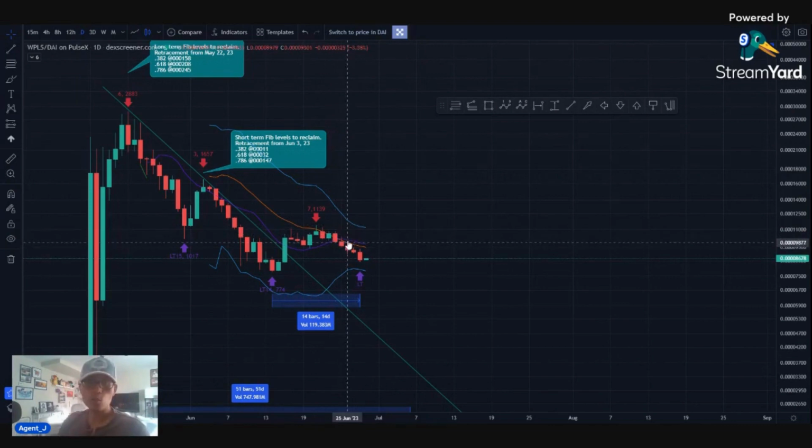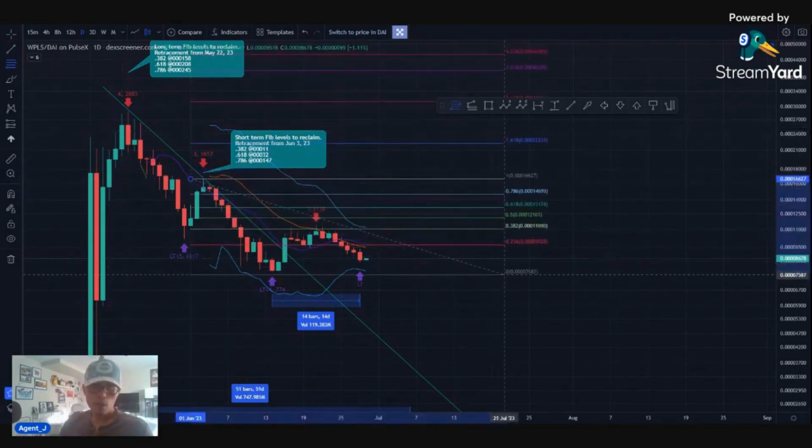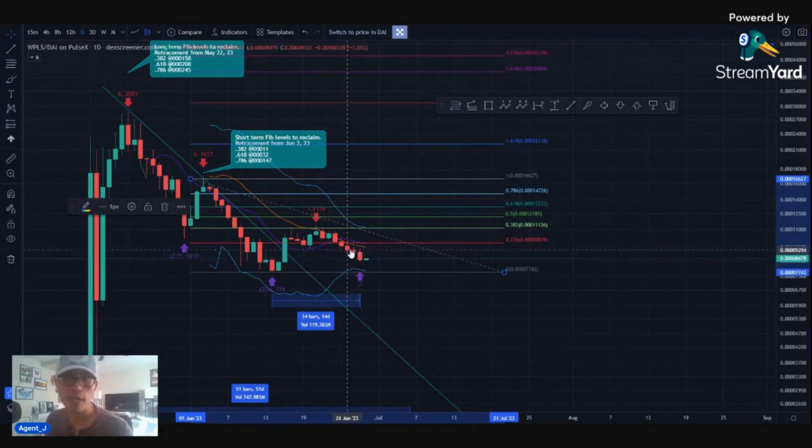And if you notice, check this out. The short-term fib levels also happen to line up with that 0.382 level. So in addition to the 10 and the 20-day moving average, I would like to see PulseChain reclaim this 0.382 level at 3 zeros and an 11, right?